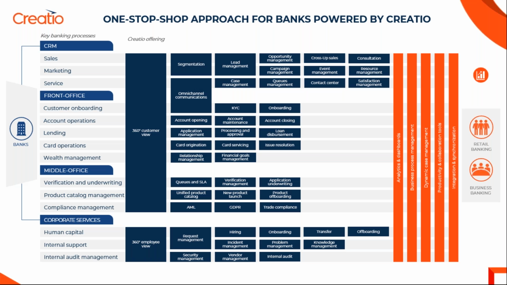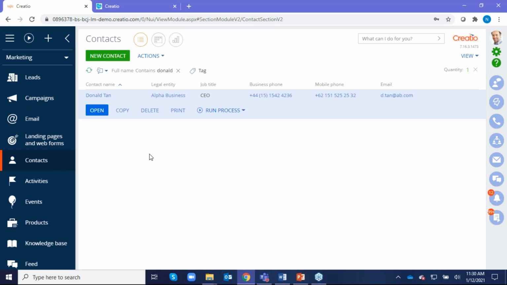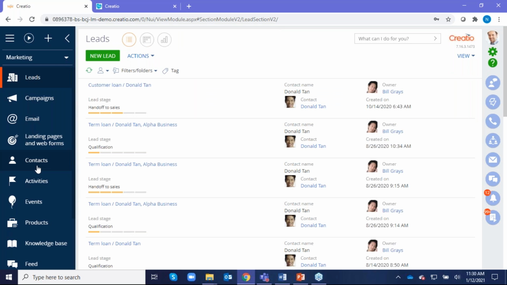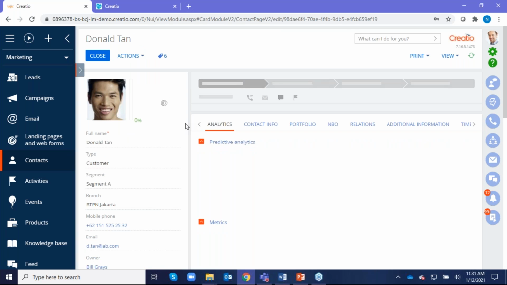Now, with all of that, let me jump onto the demo and explain how Creatio can enable both AI and machine learning. All right, so now you should be able to see my screen. Right now, we are looking into the Creatio platform. There are a couple of ways in which AI can transpire. First of all, let's take a look at a contact profile. It's a contact of Donald Tran.